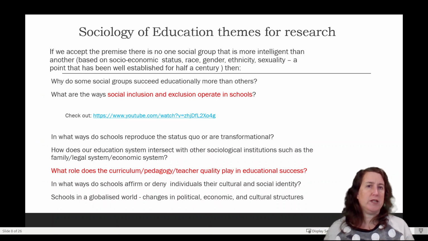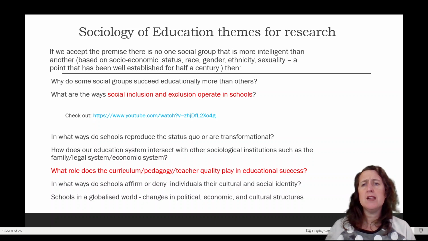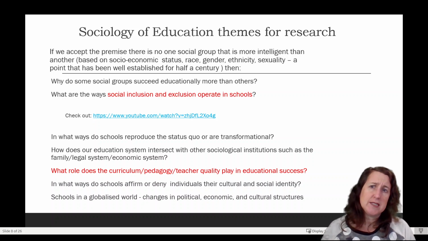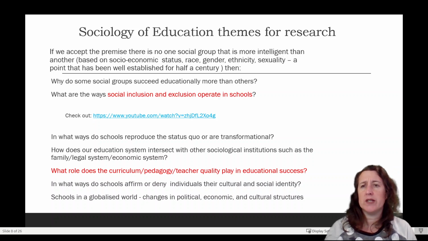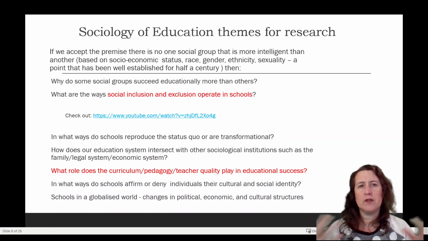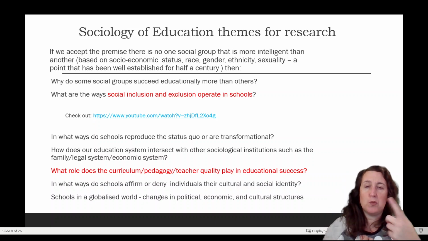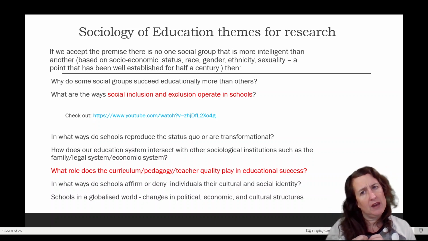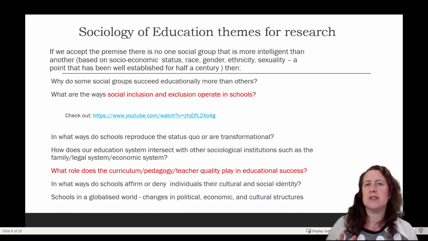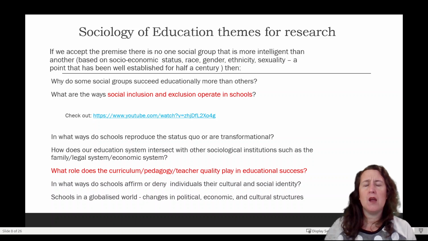So there are themes for research within the sociology of education, and one of them is, if we accept the premise that there is no one social group that is more intelligent than another, so we're talking socioeconomic status, race, gender, ethnicity, sexuality, and the fact that none of these groups or definitions make anyone more intelligent than another, and this point has been well established for more than half a century, then why do some social groups succeed educationally more than others? And what are the ways that social inclusion and exclusion operate in schools? In what ways do schools reproduce the status quo or are transformational?